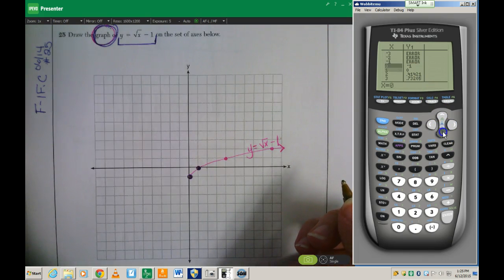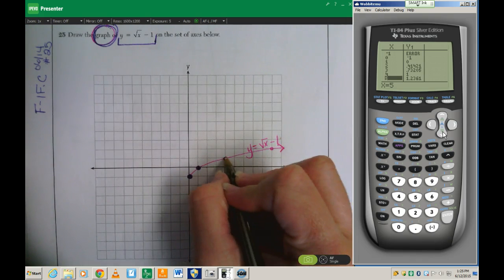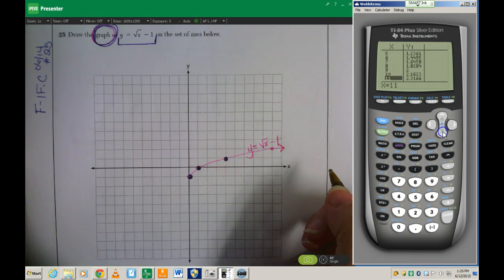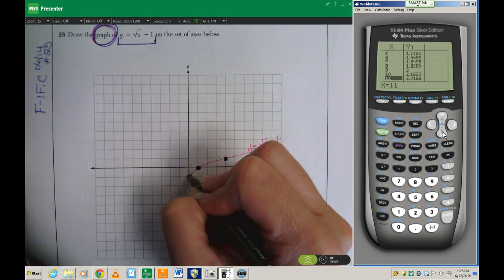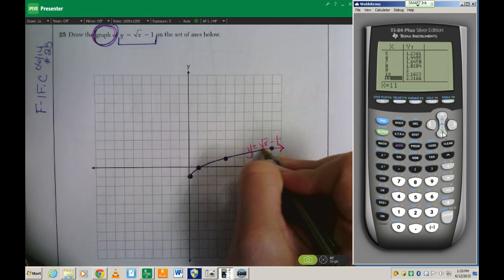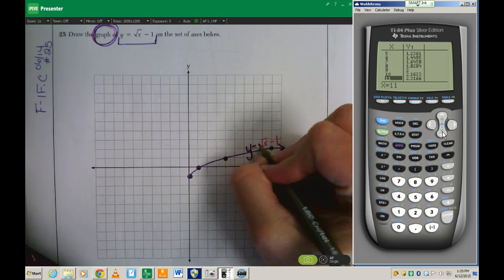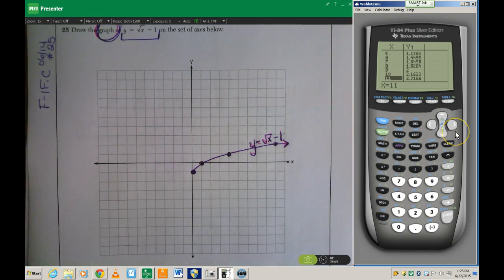Then I'm going to keep hitting the down arrows till I get another pretty point. 4, 1. Over 4, up 1. And then I keep going again till I get another pretty point at 9, 2. Once I have that, I'm going to connect my dots, draw my arrow, and write my function. Okay? So that's how we did that problem. Not too difficult at all. Type it into y equals.